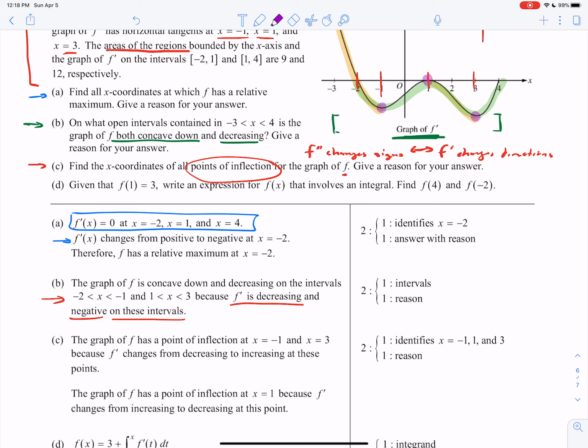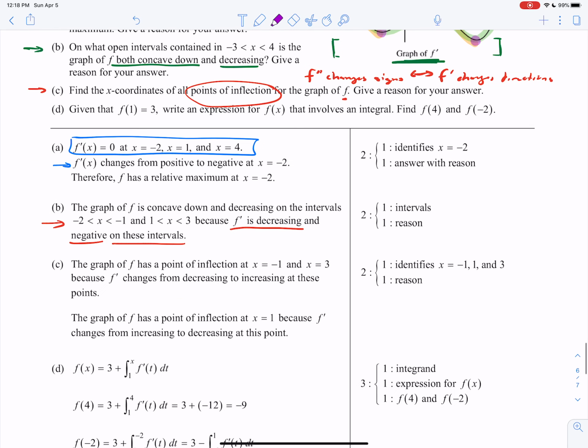Now, how do you explain this? You could say at x equals -1, 1, and 3, since f prime changes directions. They went a little bit further by saying how they actually change the directions, but again, it really doesn't matter. Last one, part D. Given that f of 1 is 3, write an expression for f of x that involves the integral. And then they ask you for the second part here, but we'll get to that in a second.